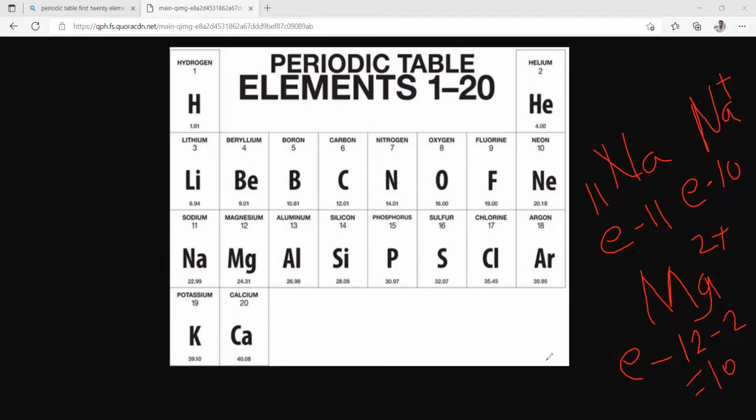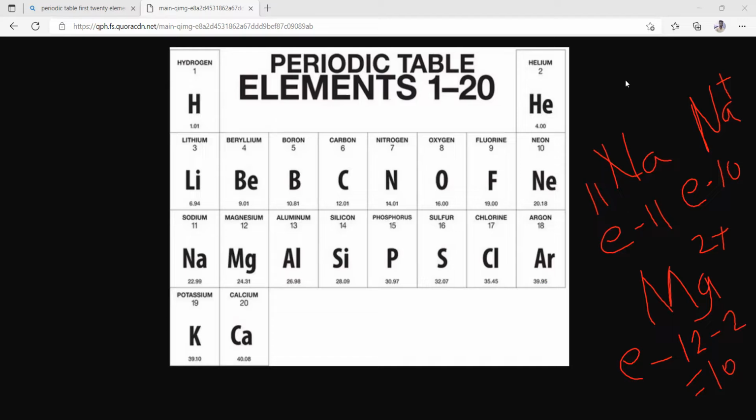Yes. So this is what we are going to study in today's class. You can take a screenshot or copy it down. I will give you the charges of all these elements.